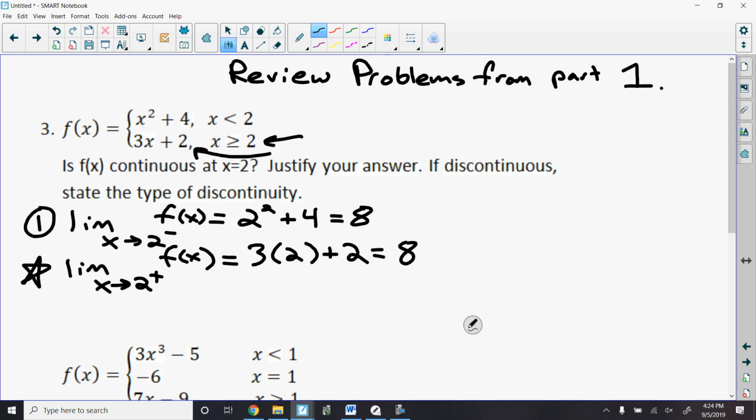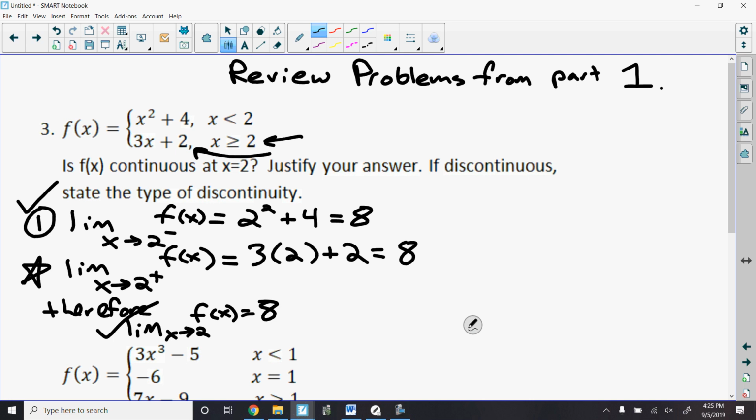So sometimes people just move on to step 2. We're not done. We write, therefore, limit x goes to 2 of f of x equals 8. You need this step as well. Okay? So that shows us we're done with step 1. We proved that the limit exists as x goes to 2. We found that it exists and it equals 8.